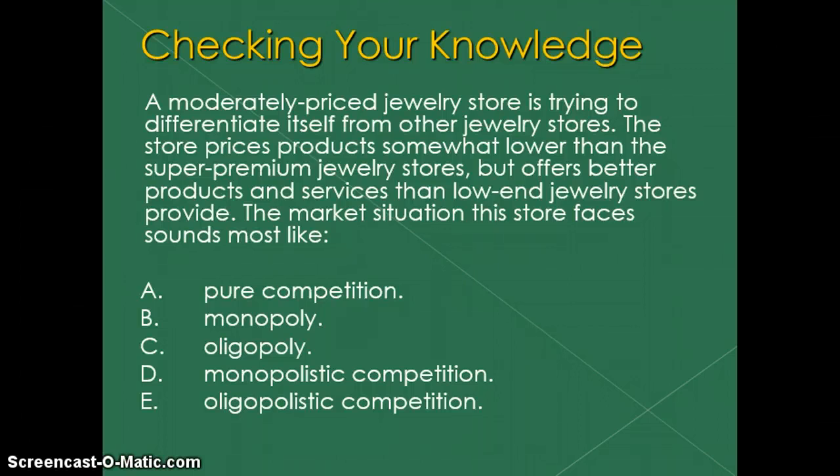So for me, the best answer would be D, because in monopolistic competition, you have a number of different firms, at least three different firms, that offer marketing mixes that at least some customers see as different. You have the super premium, the moderately priced, and the lower end. So you have them being viewed as being different.